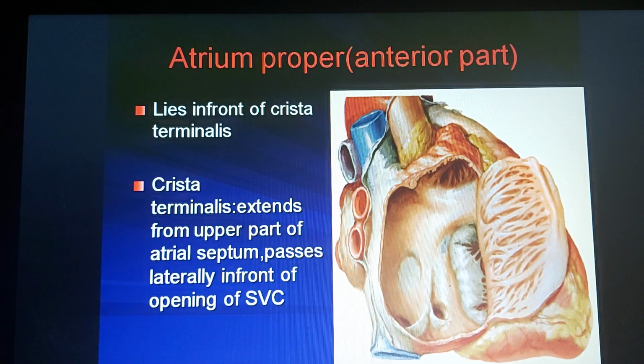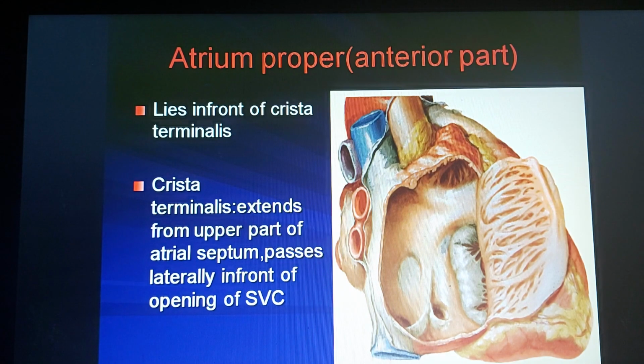Coming to the atrium proper, otherwise the anterior part, otherwise the rough part. It lies in front of the crista terminalis. Already we discussed, so this is the crista terminalis. This is the anterior part, this one is the posterior part. The atrium proper, the anterior part, lies in front of this crista terminalis.